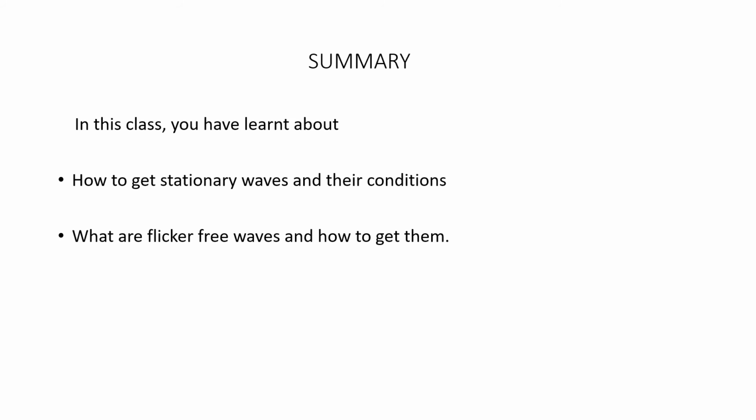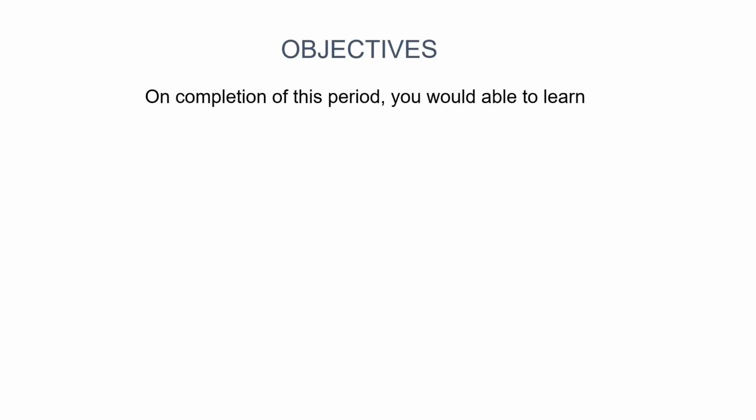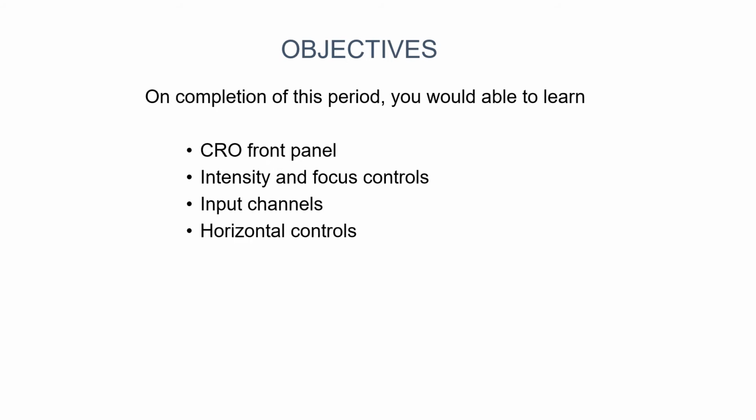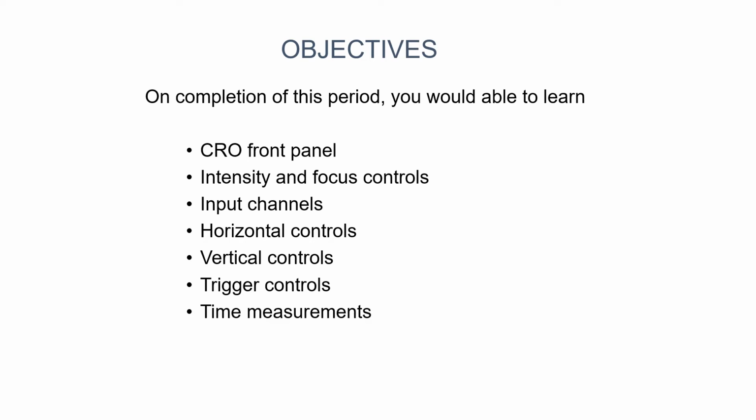So, how to get stationary waveforms and flicker-free waveforms in a CRO is understood. Now, let us see what the front panel controls of a CRO are. On the CRO we have a number of controls. Before operating the CRO we should know the purpose of each control on the front panel.